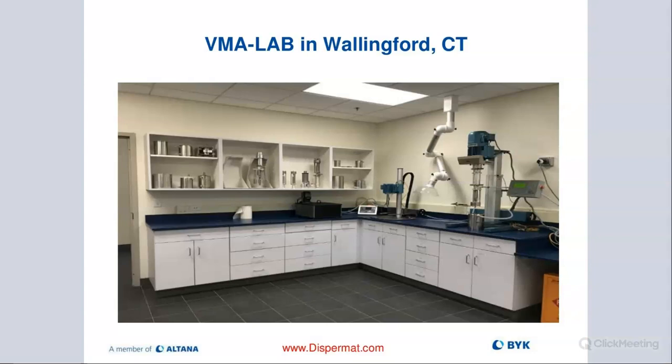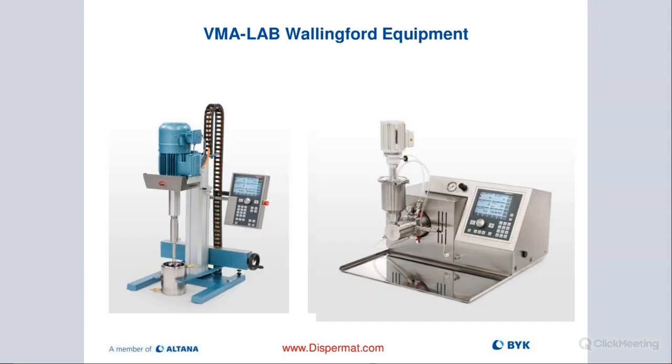We also have a nice lab in Connecticut. We have a lot more equipment in there now, so this is an older picture, but we actually brought in the new AE6 with the C technology, and we have the new SL horizontal bead mill, also with the nano kit. So we have all these different milling options and dispersing options, as well as the rotor stator, available.